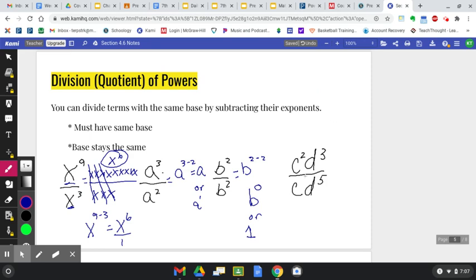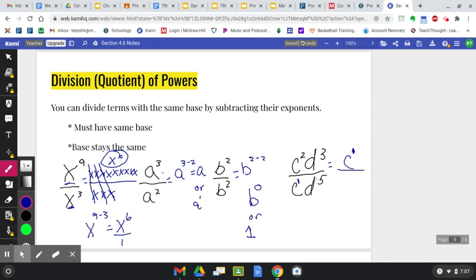We can do it with multiple variables, too. So here I have c squared over, remember, c to the first. So it'd be 2 minus 1. That'd be c, or c to the first. You can write it, you don't have to. Most answer keys won't have that first power there.